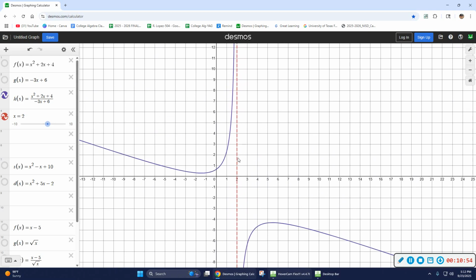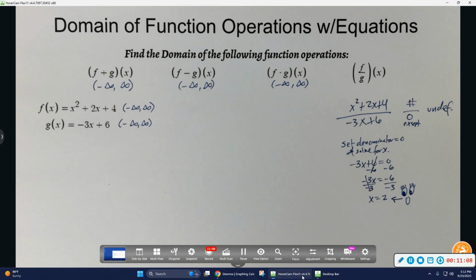We call this a vertical asymptote. And you might remember this word from Algebra 2, right? A vertical asymptote is an imaginary line on the graph where the value does not exist in the function. Because if I plug 2 into my equation, 3 times negative 2, I get negative 6. And negative 6 plus 6 gives me 0, which is something that does not exist, right? I cannot divide a number by 0.